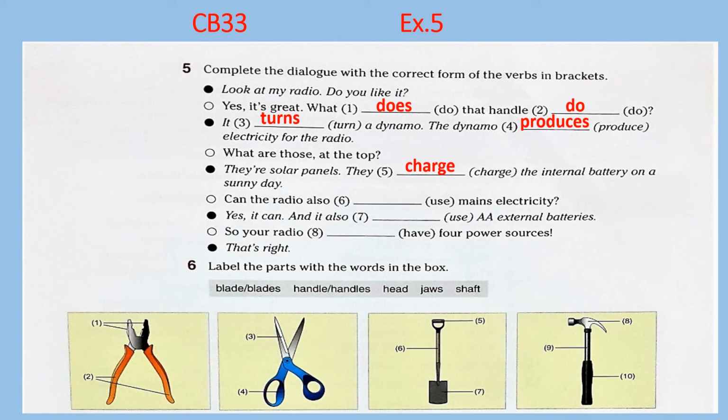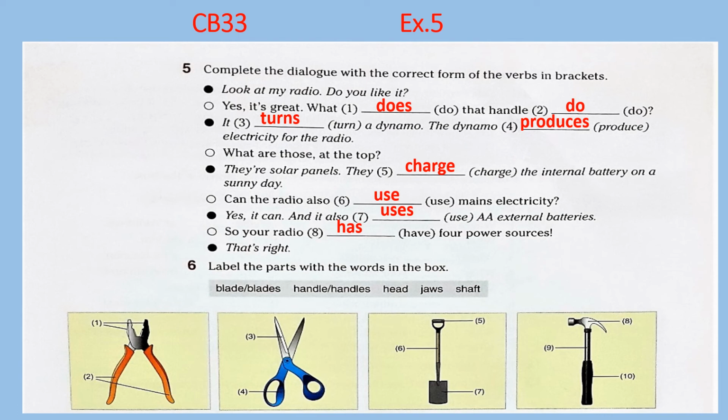Can the radio also, here we're using the verb after can, so we use it without any change, use. And number 7, yes it can, and it also uses, we add an S, very good, because it is a singular word. So your radio has, and you have to know carefully the difference between have and has. We don't say haves, we don't add an S here. We change the word from have to has because radio is singular.